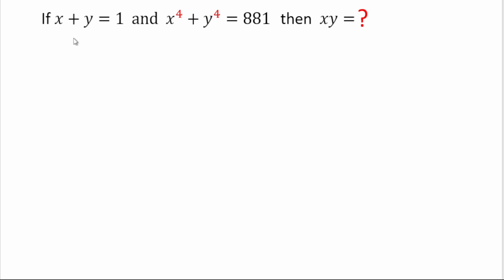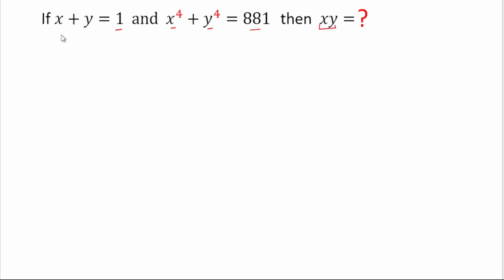Today in this video we'll learn how to solve this type of algebraic problem. In these expressions they have given x plus y equal to 1 and x raised to the power 4 plus y raised to the power 4 equal to 881. Then we'll have to find the value of x times y.